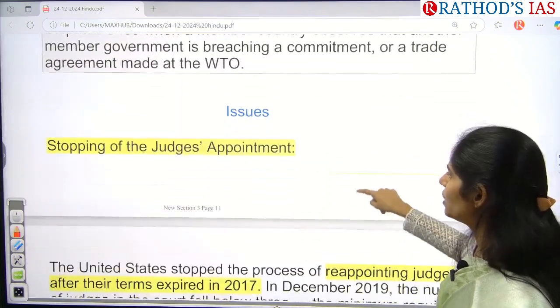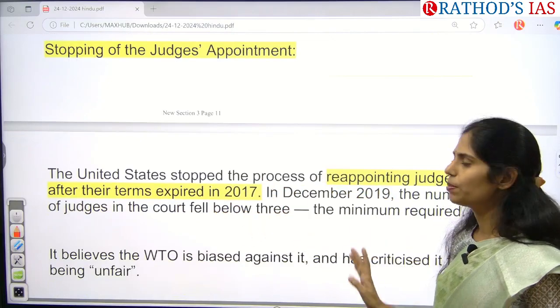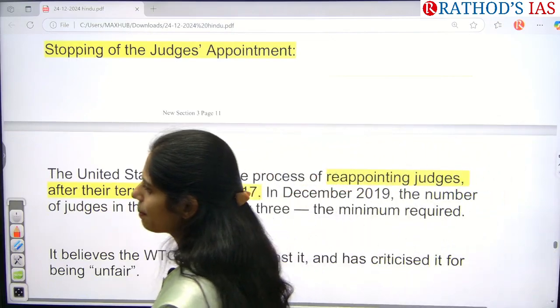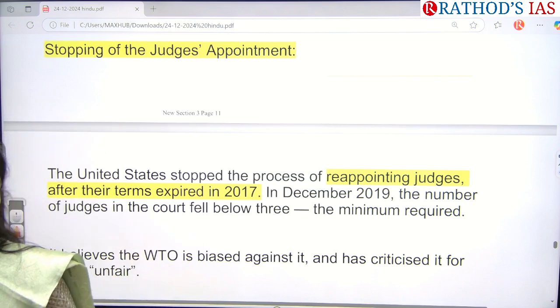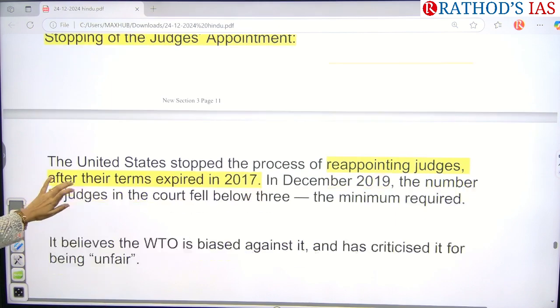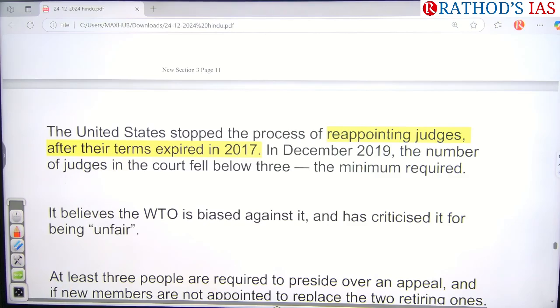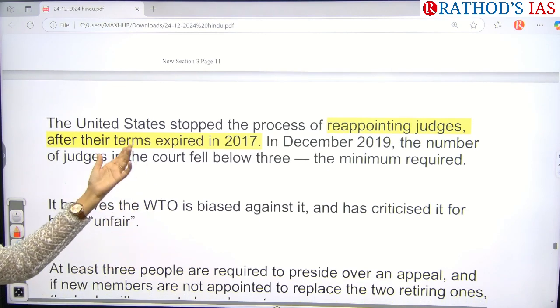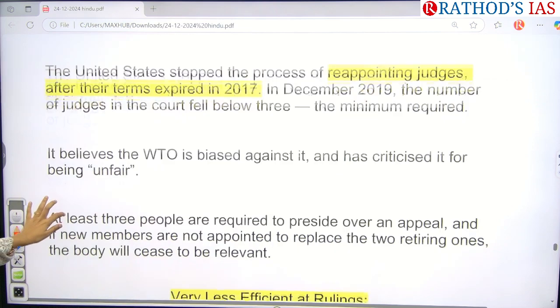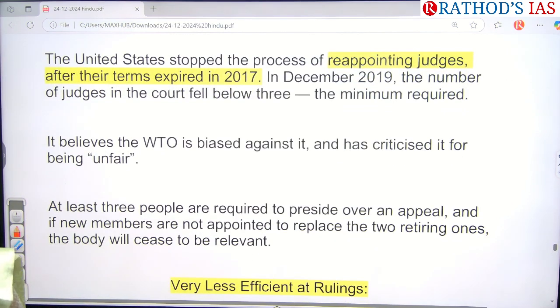Okay, so actually what is the issue here is the US stopped the process of reappointing judges. There will be 5 members under this appellate body, and many of them retired. So from 2017 onwards, the number of judges in this court fell below 3, which is the minimum required. There are not even the minimum number of people present in this appellate body to take up cases. Because of this, WTO has been criticized for being unfair.